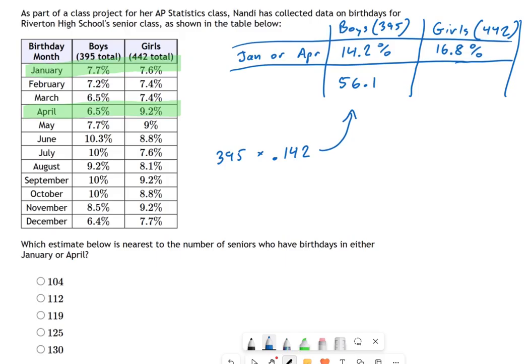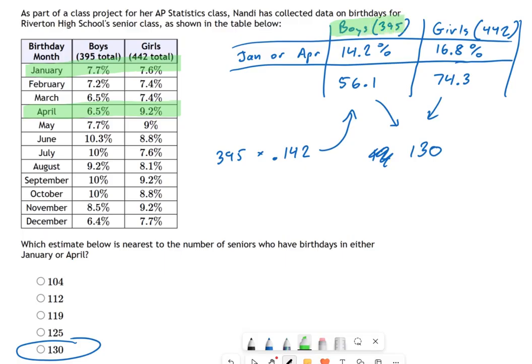But if I do the same thing for the girls, I get 74.3 girls. So now you can add those together, and we get 120, nope, about 130 total students. There's our answer. The important part of this problem is to keep those percentages separate, because the total numbers that you're dealing with, these numbers up here, are different.